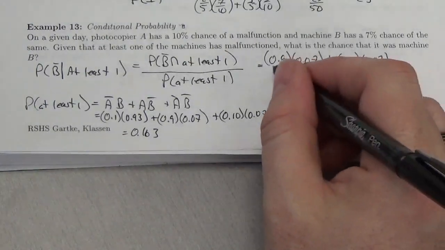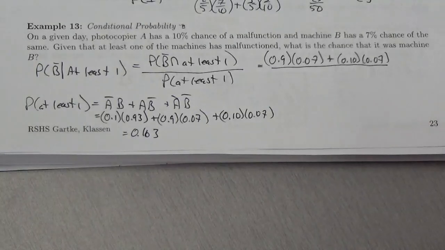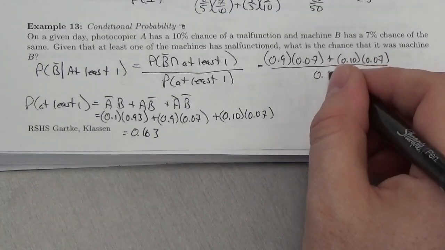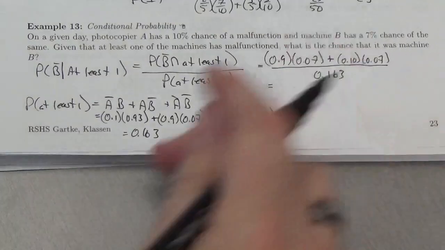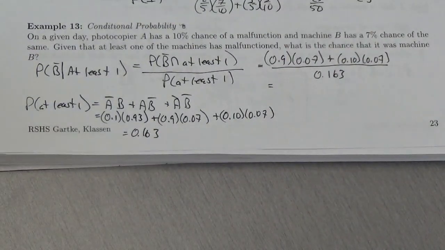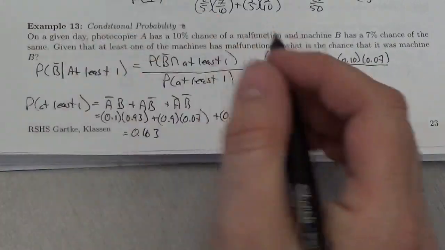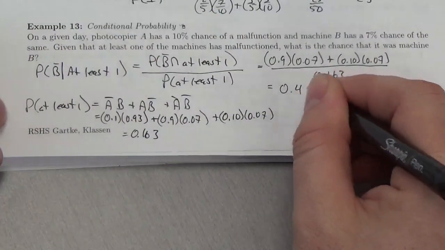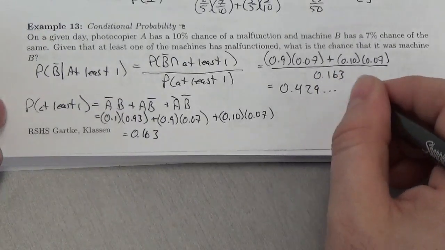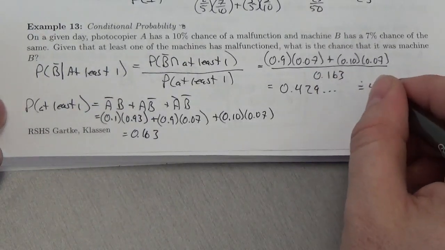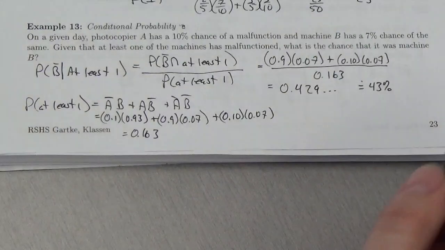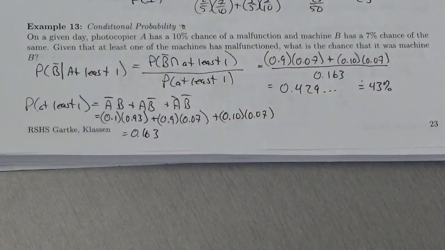Either way, B is part of that. And then we'll have this over the 0.163. So I'm going to put that into my calculator: 0.9 times 0.07 plus 0.1 times 0.07 divided by 0.163, and I get 0.429. So it's approximately a 43% chance that if at least one of them went down, it's B.